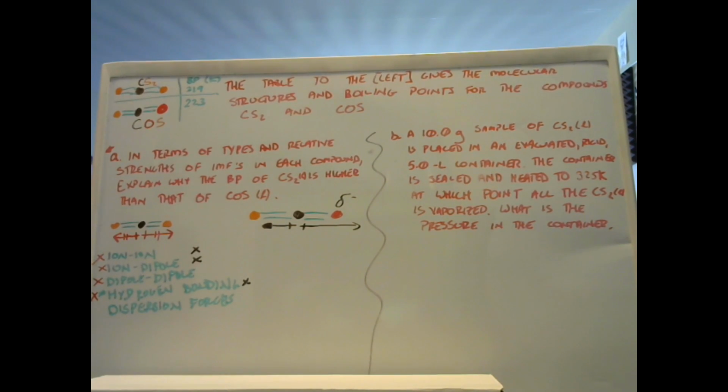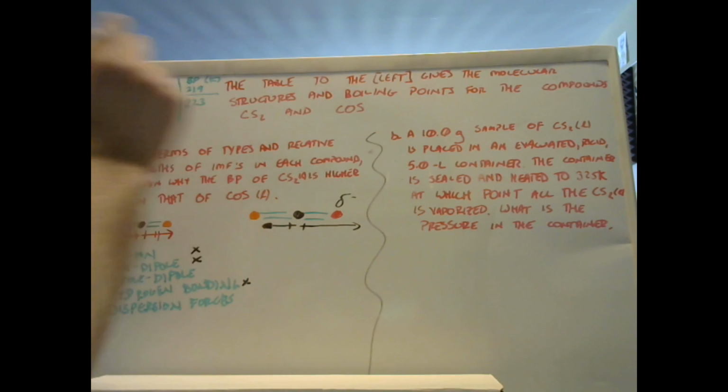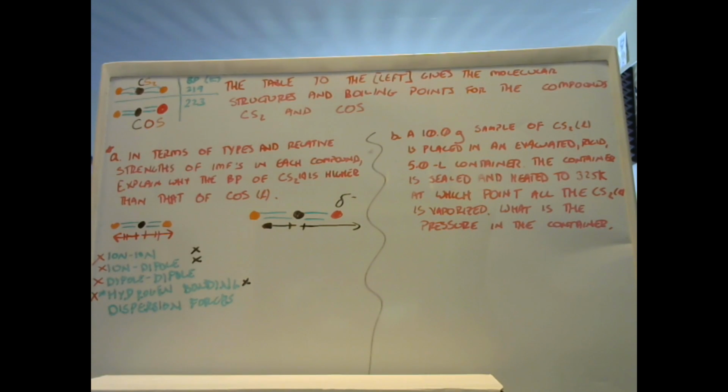So a proper answer would be: CS2 has only dispersion forces and COS has dipole-dipole and dispersion forces. However, the dispersion forces in CS2 must be larger than the combined dipole-dipole and dispersion forces of the COS. And there you go. Identify your forces and explanation. 1 point for identifying your IMFs, 1 point for the explanation. Done.